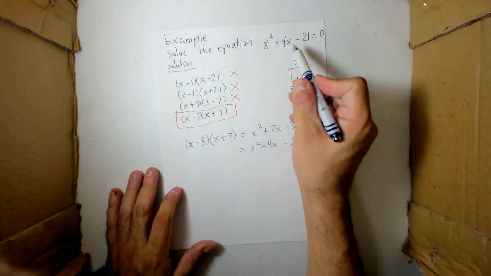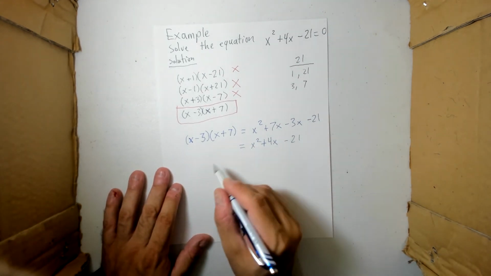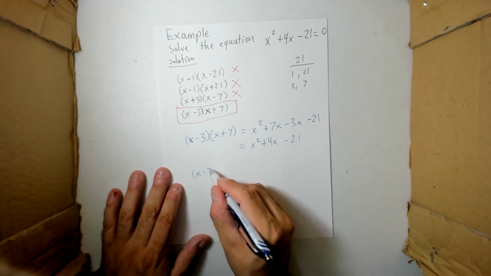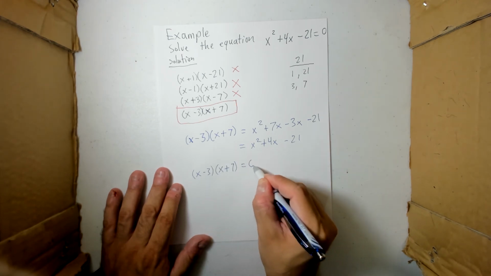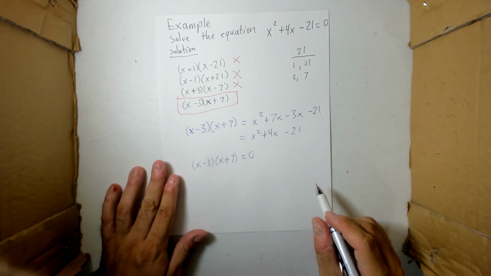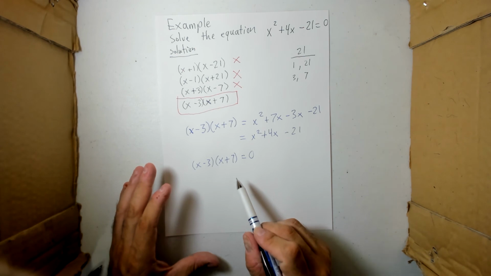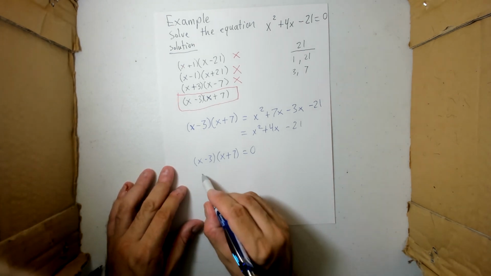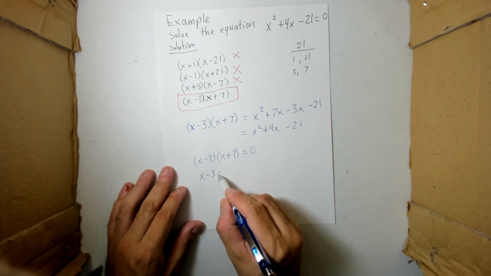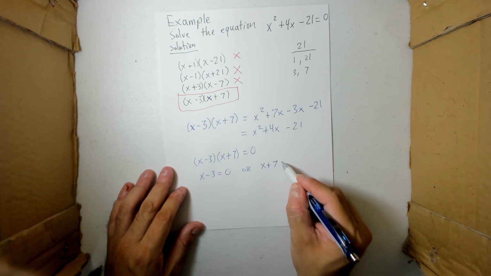And so if I want to solve that equation, that is equivalent to me solving this equation, which is x minus 3 times x plus 7 equals 0. Now again, we know that if we have two real numbers whose product is 0, then one or both of them are 0. So either x minus 3 is 0 or x plus 7 is 0.